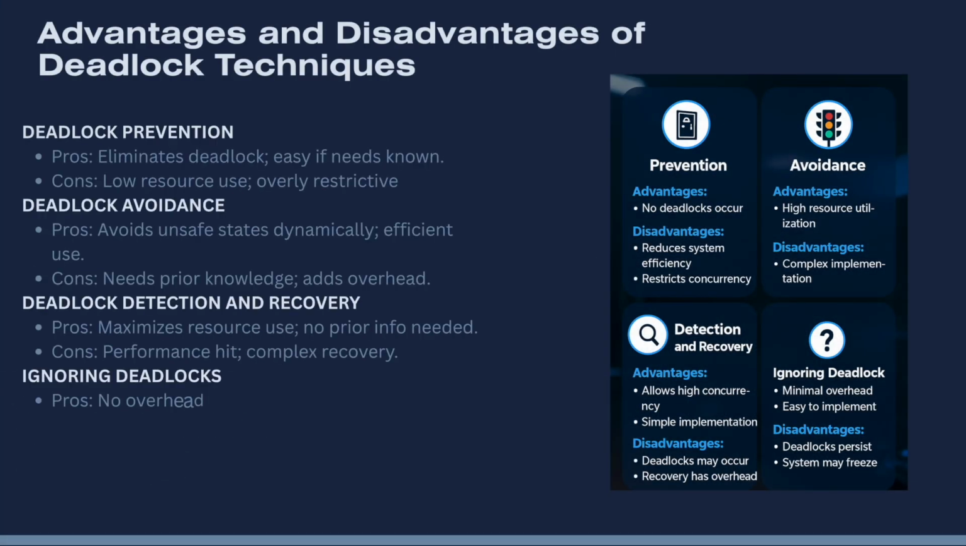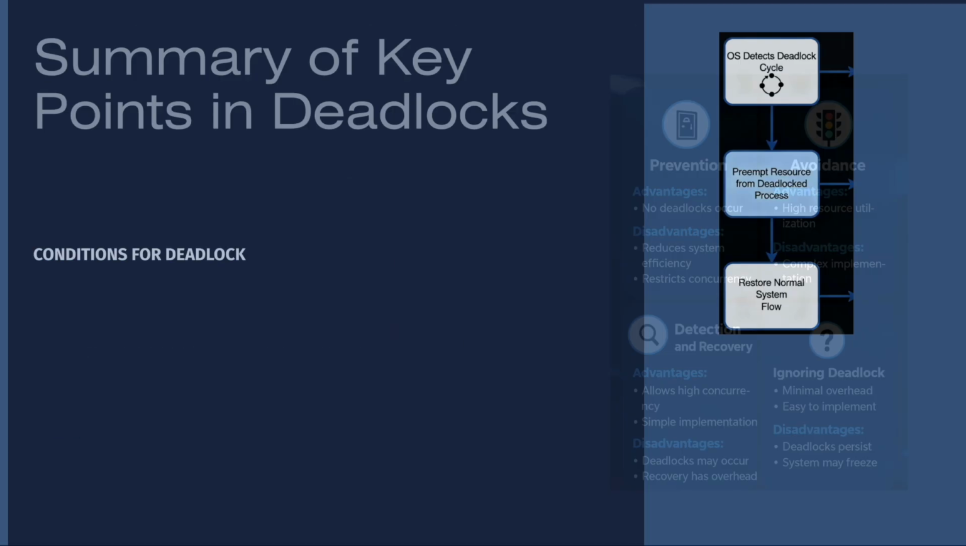Advantages and disadvantages of deadlock techniques. Various strategies exist for handling deadlock. Prevention eliminates deadlock but often restricts resource utilization. Avoidance dynamically manages allocations but requires system knowledge and increases overhead. Detection and recovery allows high concurrency, though at the cost of performance and recovery complexity. Ignoring deadlock removes management overhead but risks system hangs in rare cases.